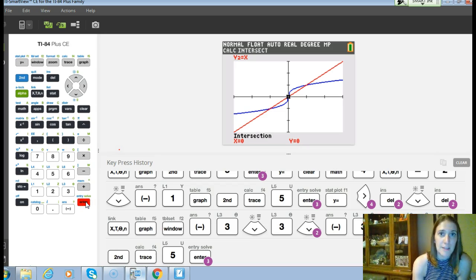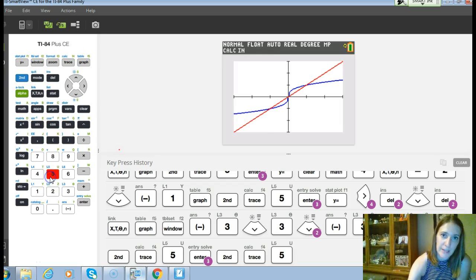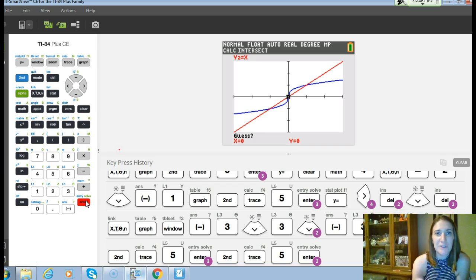So one of the solutions is x equals 0. Jot that down. You have to go through these steps all over again. So intersect. First curve, enter. Second curve, enter. But this time, before you hit guess, and if you already hit guess, just pull it up again. You have to scroll towards one of the other solutions. So get closer to a different one.